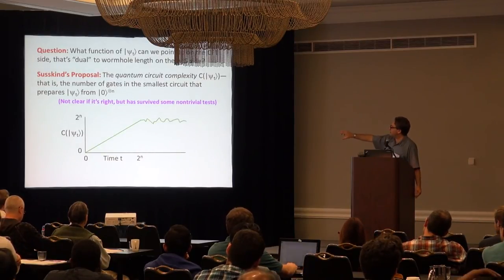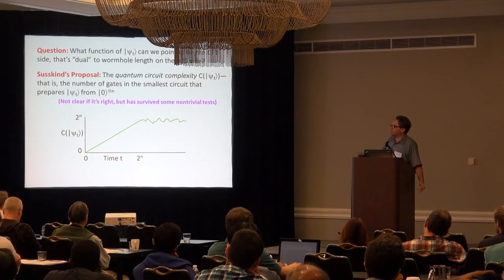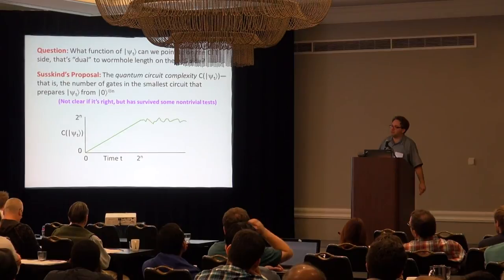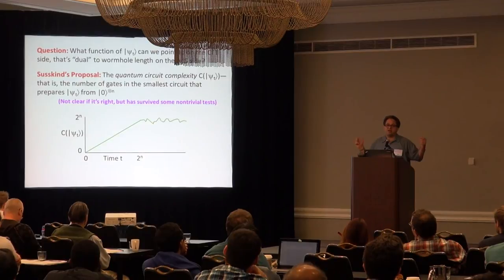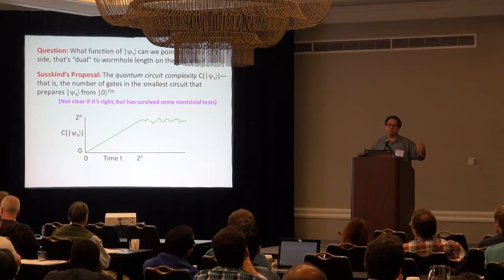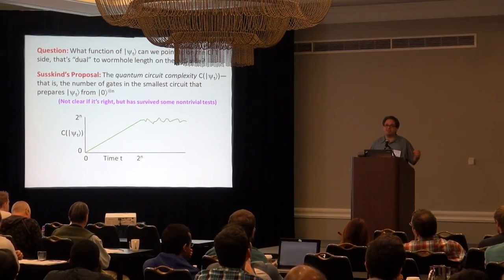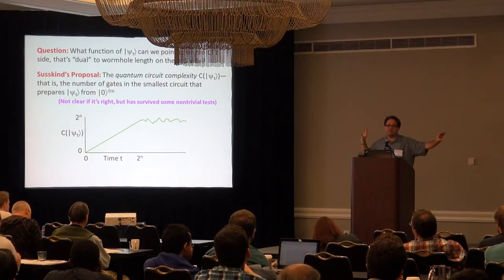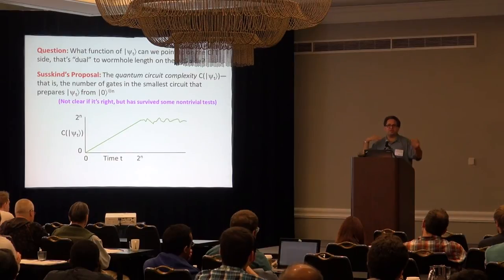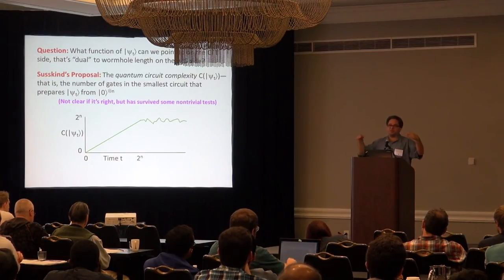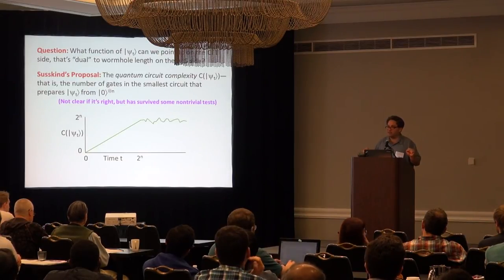Susskind and others have a bunch of papers where they do various tests. They say quantum circuit complexity goes up linearly, but then it saturates after time 2 to the n. No quantum state on n qubits requires a circuit of more than about 2 to the n size to prepare. But for independent quantum gravity reasons, the wormhole length in quantum gravity should also saturate after about 2 to the n time. And you can do a few other tests where these two quantities match each other. So by string theory standards, this is a proof that they're the same.